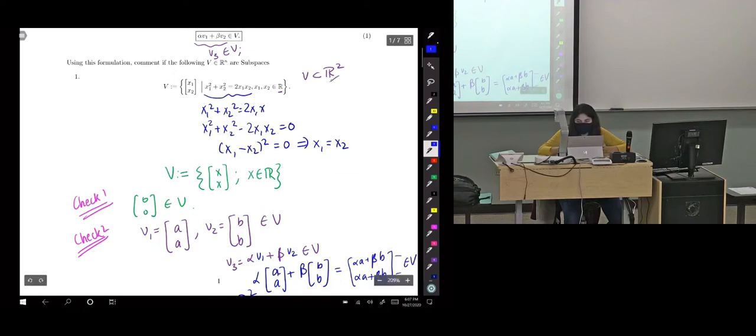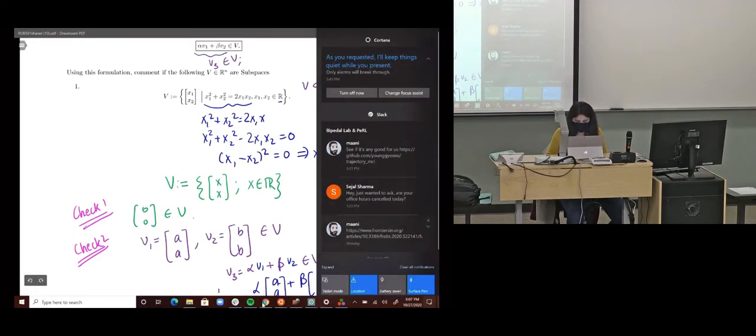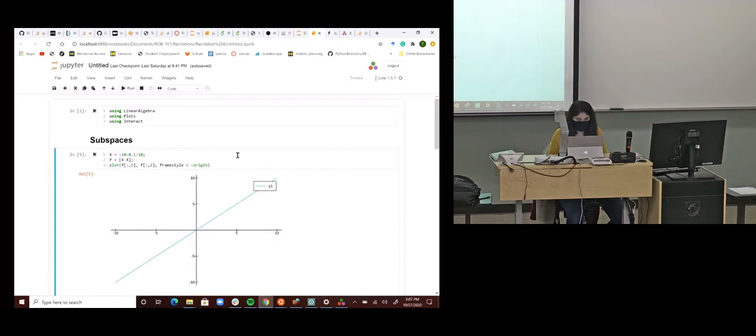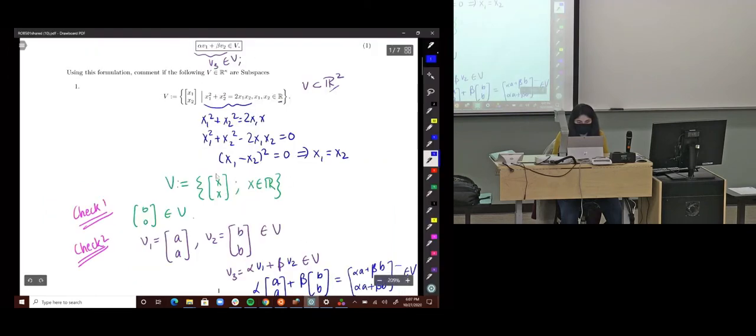Now, what helps to visualize this is that when you're in R2, you can think of it as a point in the xy plane. So let's try and see what that becomes in Julia. So we'll go here, and as you would imagine, let's say your x goes from -10 to 10, and then your f, which was your V vector, we said is the set of elements x and x.